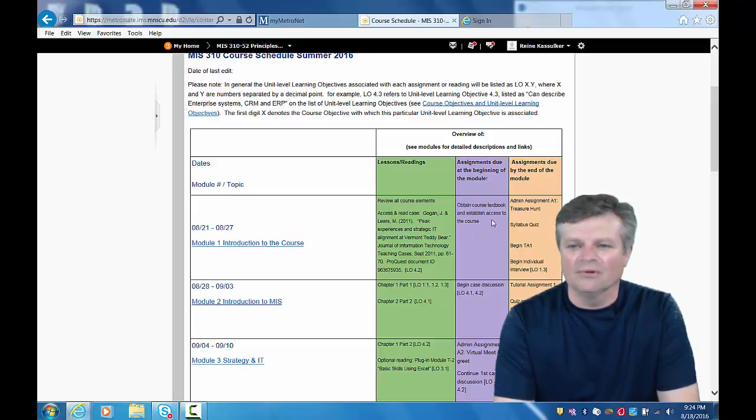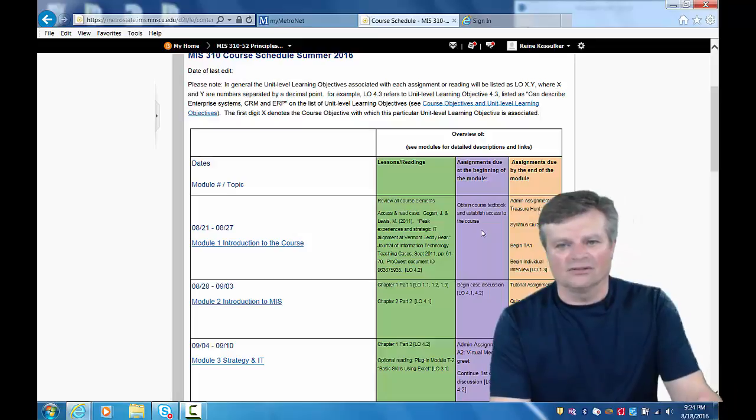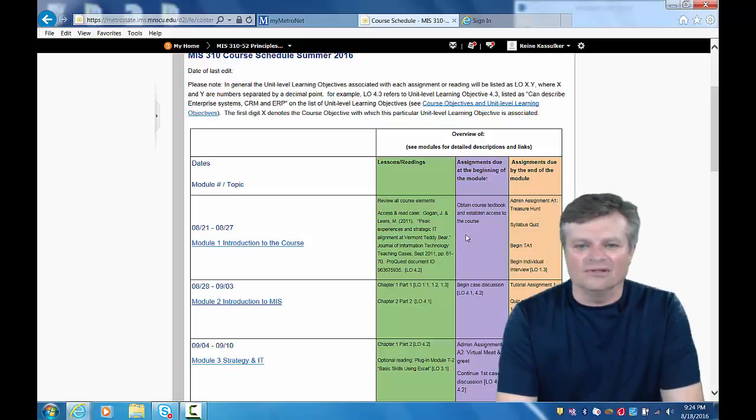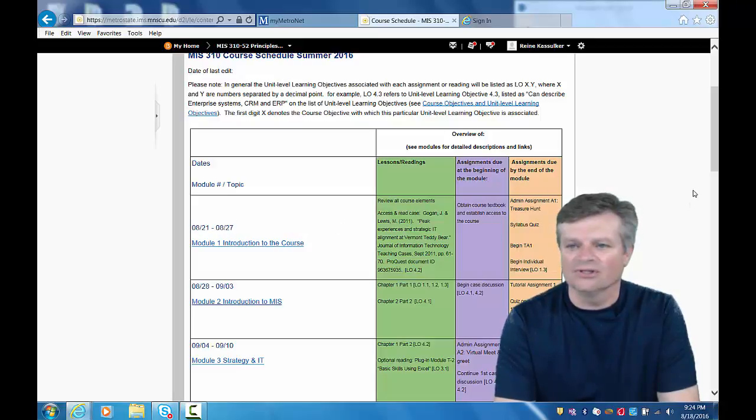So for example, in this one, obtain a course textbook and establish access to the course. Dr. Bond would like to have that done at the beginning of the module so you can do the exercises. I'm realistic on that. I understand you might not have it done until the end of the module, which would be 827. So if that was something I were grading you on, I would expect it done by the end of the module, which is 827.